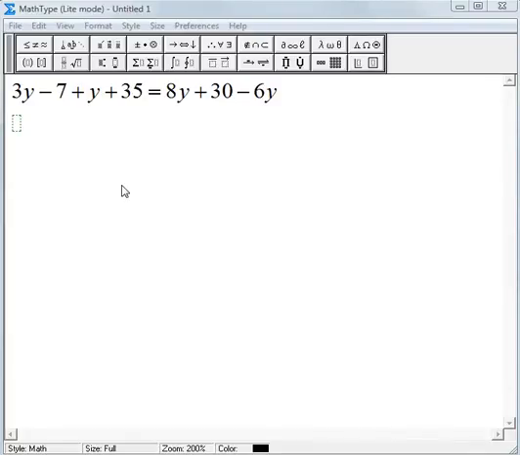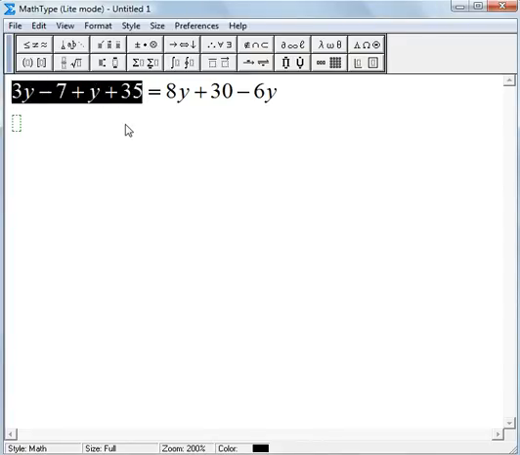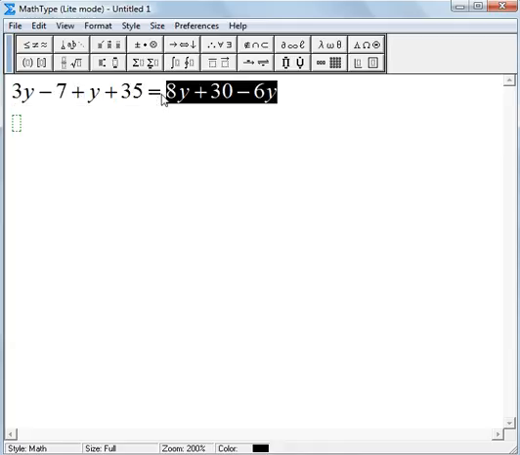To solve this equation, what you need to do first is combine like terms on each side of the equation. On the left side, find which terms are alike so you can combine them, and do the same thing on the right side of the equation. Okay, so let's start on the left side.